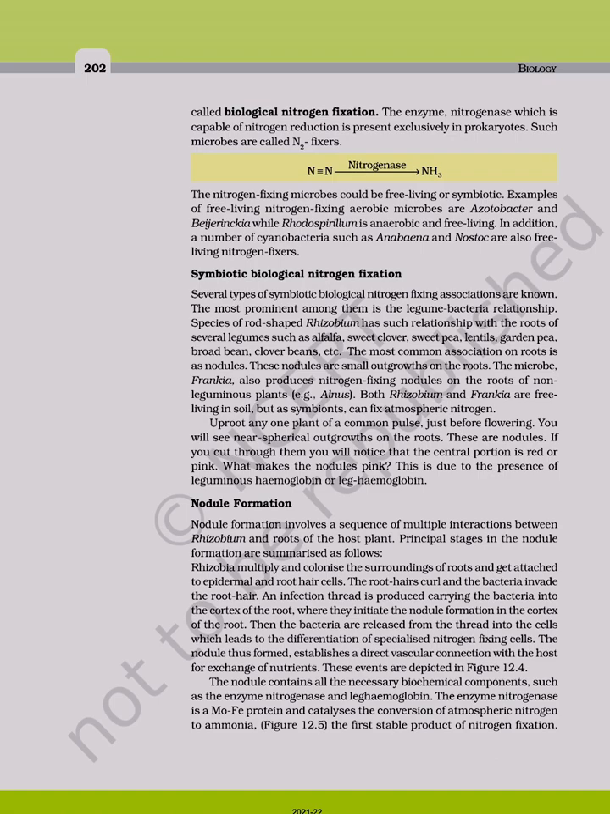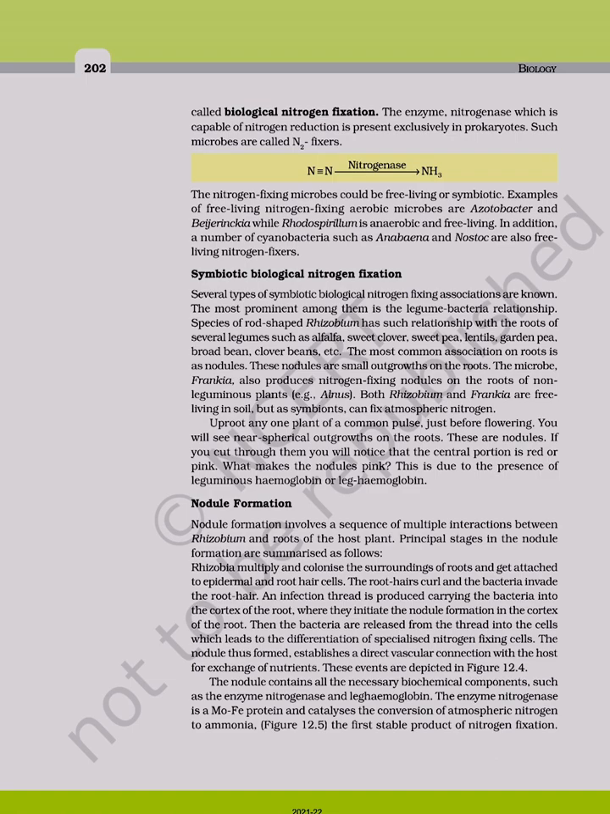The nitrogen fixing microbes could be free living or symbiotic. Examples of free living nitrogen fixing aerobic microbes are Azotobacter and Beijerinckia, while Rhodospirillum is anaerobic and free living. In addition, a number of cyanobacteria such as Anabaena and Nostoc are also free living nitrogen fixers.